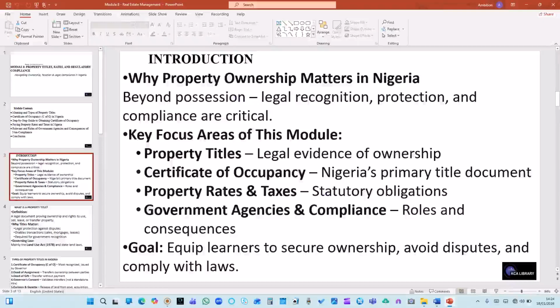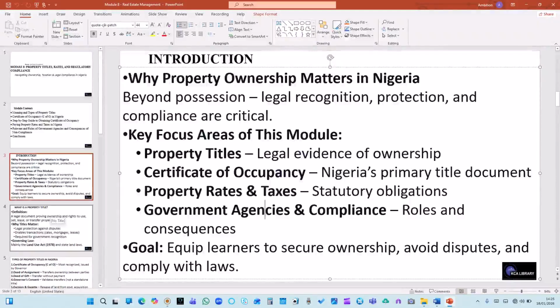Why property ownership matters in Nigeria. Beyond possession, legal recognition, protection, and compliance are critical. The key focus areas of this module include property titles, that is legal evidence of ownership, certificate of occupancy, which is Nigeria's primary title document, property rates and taxes, which is statutory obligation, government agencies and compliance, that is their roles and consequences. Then the goal is to equip learners to secure ownership, avoid dispute, and comply with laws.